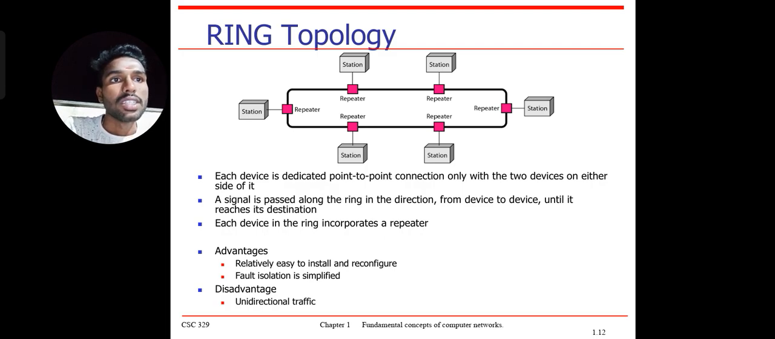Next one is ring topology. See the diagram. Each device has a dedicated point to point connection only with the two devices on either side of it. A signal is passed along the ring in one direction, from device to device, until it reaches its destination. Each device in the ring incorporates a repeater. Advantages: relatively easy to install and reconfigure. Fault isolation is simplified. Disadvantage: unidirectional traffic.